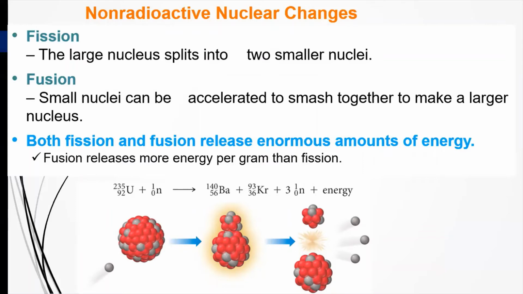Nuclear fission is us taking a large nucleus and splitting it into two. Fusion, on the other hand, is when we take small nuclei and smash them together to make a larger nucleus. Now, both fission and fusion release a lot of energy through that process. Fusion releases more energy per gram than fission. And fusion generally happens with our smaller elements, and fission happens with our larger elements.